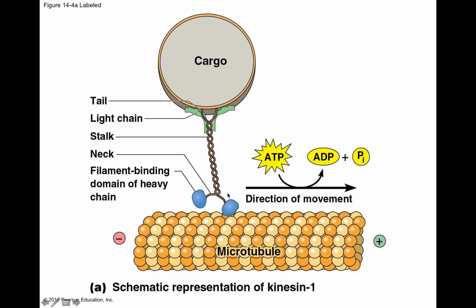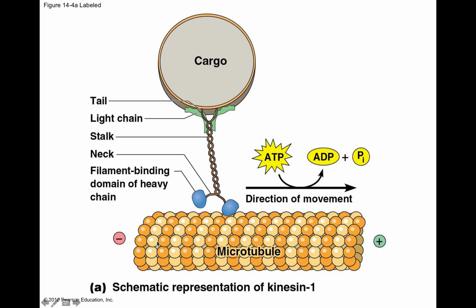So as we just saw in that animation, you have the foot domains, the stalk of the kinesin molecule, and then a cargo domain that binds to the cargo. And you can actually bind lots of different things to these. So in an experimental system, a lot of times they bind a fluorescent bead to these kinesin molecules so they can watch it move.